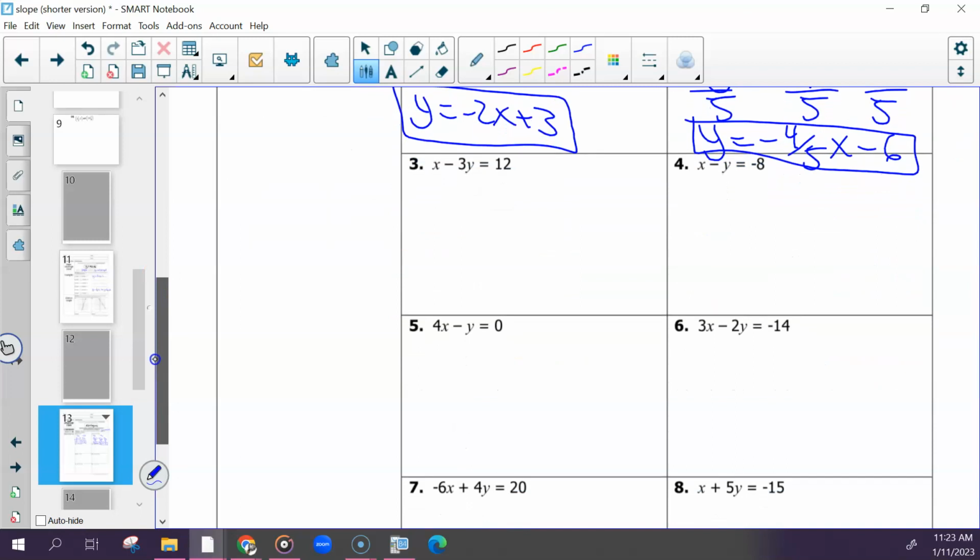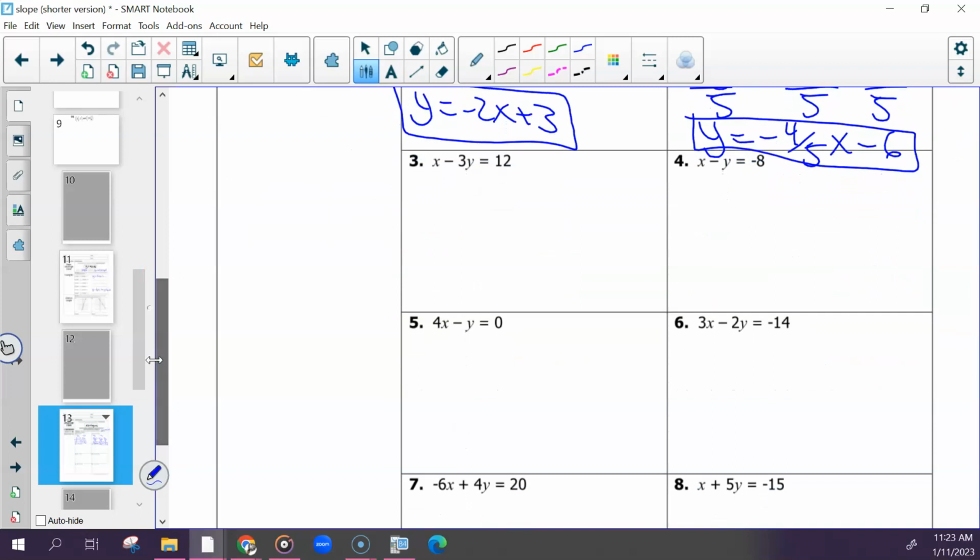Let's skip down to number 5. Walk me through how would we do this problem. Matthew? Are you raising your hand or not? Okay. Cameron? Because there's a 0, you can either put negative 4x plus 0 or leave it off. Does not matter.